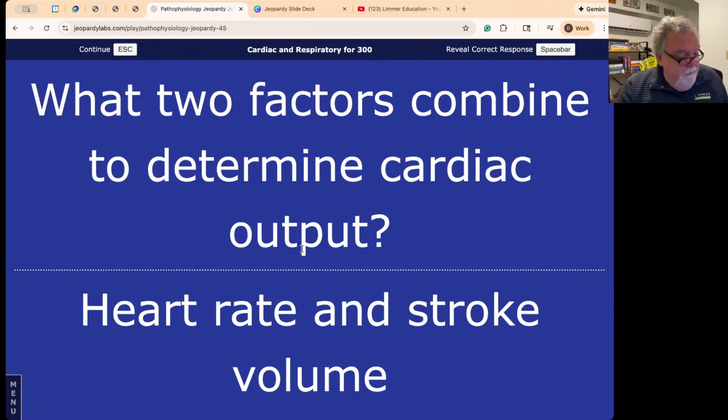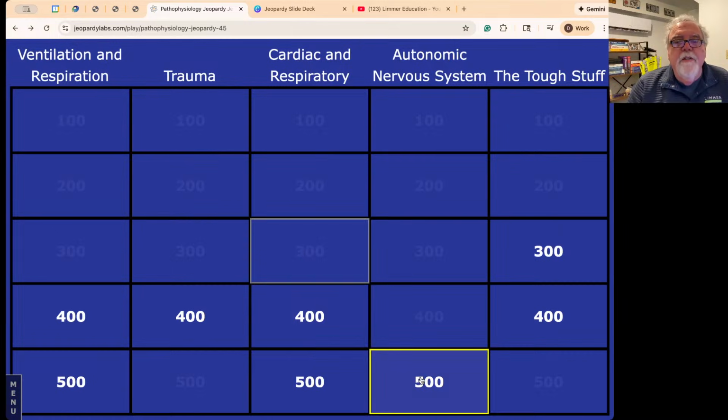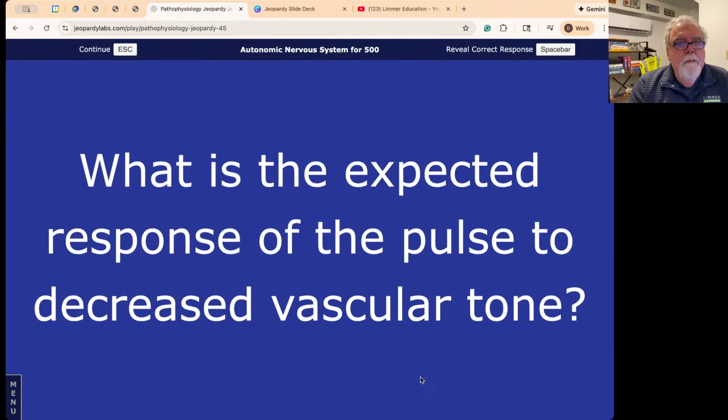So we're doing a lot of pathophys here. I chose doing this one, and man, it is keeping us going. All right, there's no need to be symmetrical here. Let's go to autonomic nervous system and do 500, only because I'm feeling like we should get our total nerd on now. What is the expected response of the pulse to decreased vascular tone?